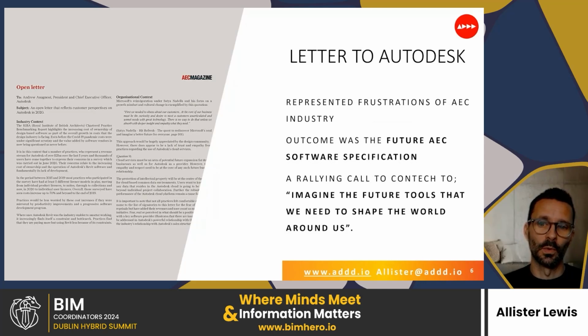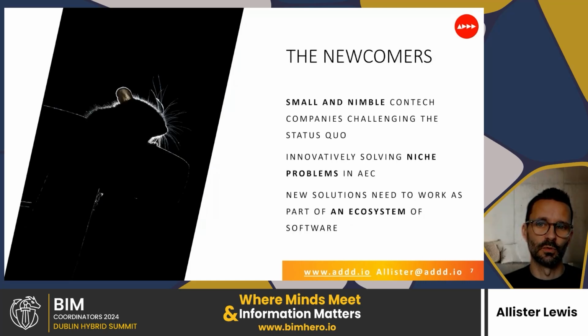Now, the outcome of that was that the Future AEC software specification was developed by a group of architects in the UK and abroad as well to say, look, we can work much better and we can tell the software industry what we're really looking for. As it says here, it was a rallying cry for the construction tech to imagine the future tools that we need to shape the world around us. And that had a number of different criteria in it. There are 10 different criteria, and each one of those talks about how software in the future should be working more effectively for us.